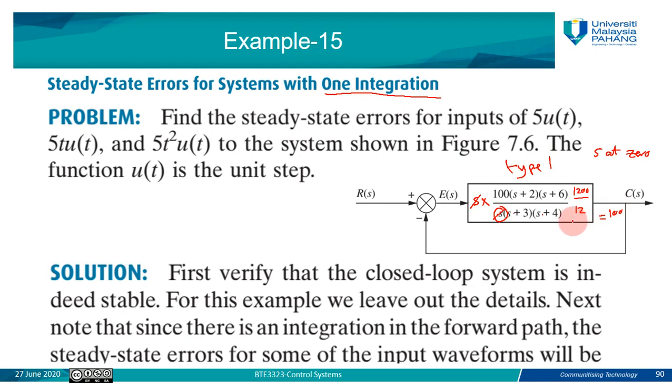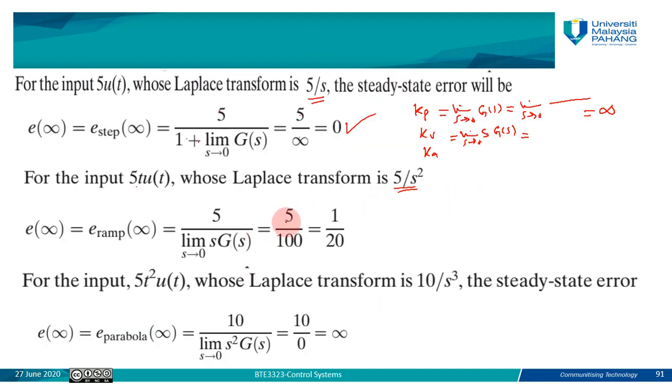If Kv equals 100, that means your steady state error will be 5 over 100, which is a small value actually, and it shows that the system works with a good margin of steady state error. Okay, we go to the third input, which is 5t²u(t), which gives you the Laplace transform of 10 over s cubed. So we apply this input to our system.